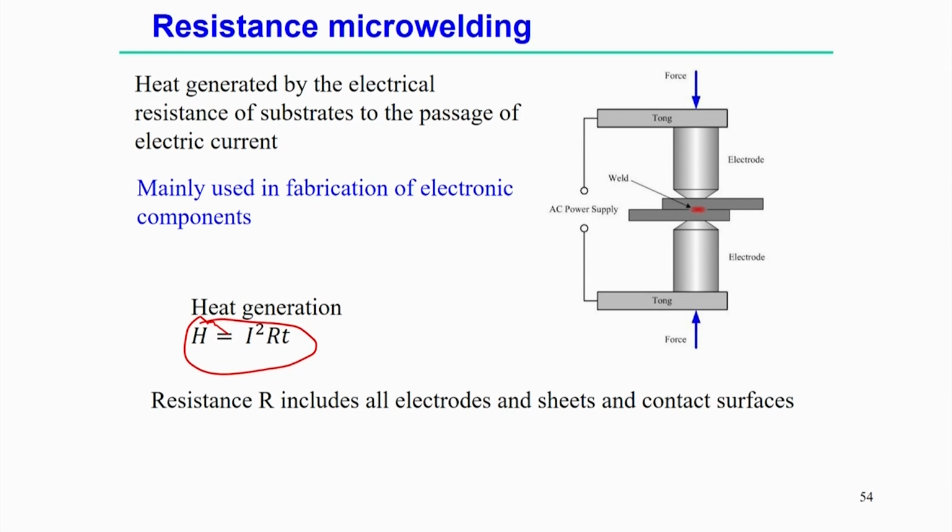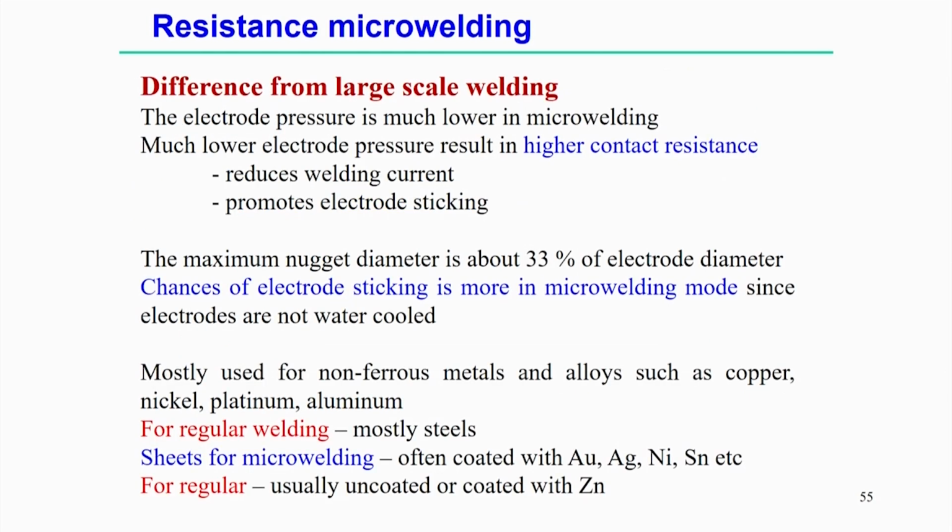Here we see the contacting surfaces: the tongue, the electrode, and the workpiece material. Between all these elements we need to calculate the resistance R, which is responsible. But we will try to see how resistance micro welding is different from the conventional welding process.